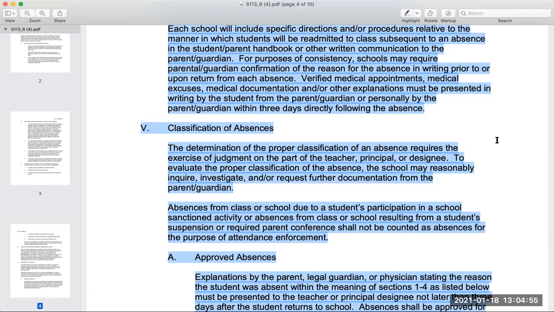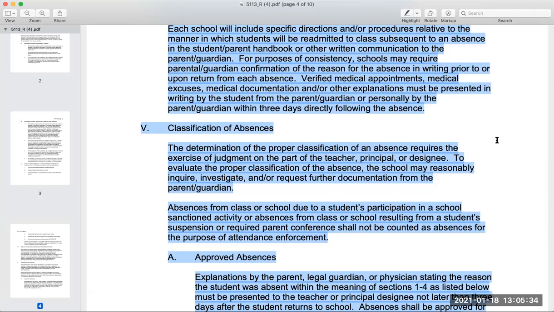Explanations by the parent, legal guardian, or physician stating the reason the student was absent within the meaning of sections 1-4 as listed below must be presented to the teacher or principal designee not later than 3 days after the student returns to school. Absences shall be approved for the purposes of attendance enforcement within the meaning of the Nevada Revised Statutes when R 5113, page 5. 1. The student is physically or mentally unable to attend school, or the absence is related to the student's disability and the coursework has been completed.